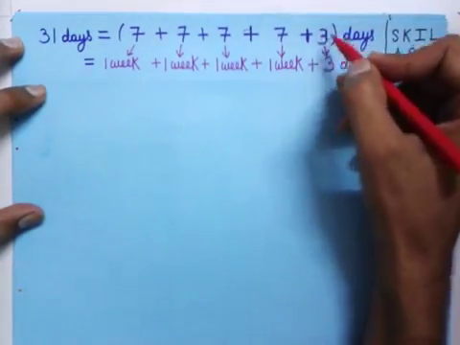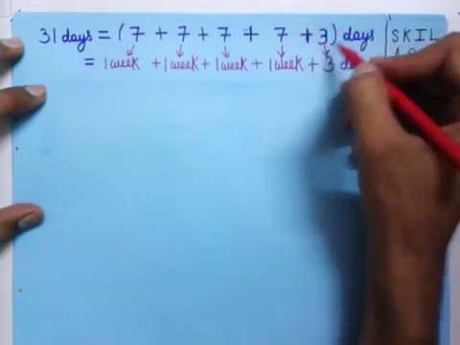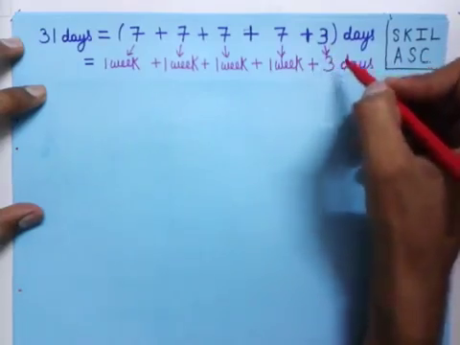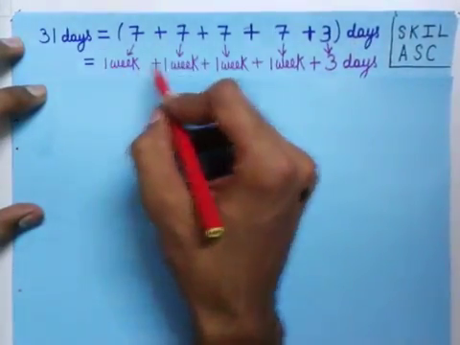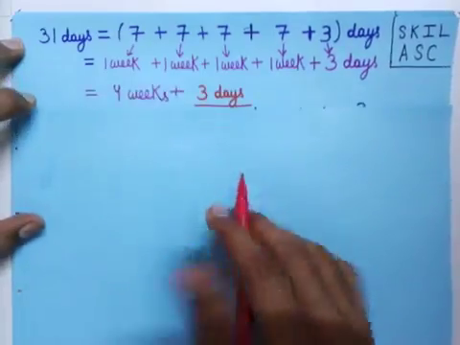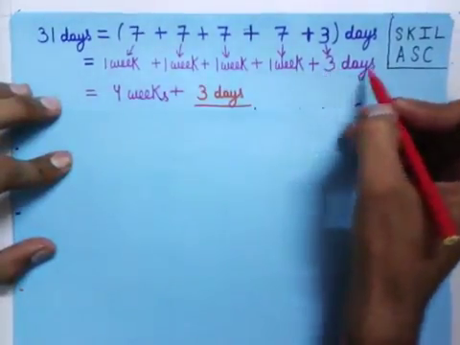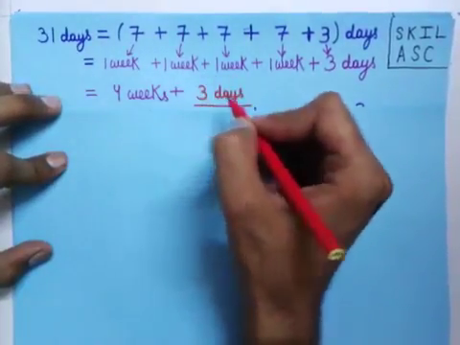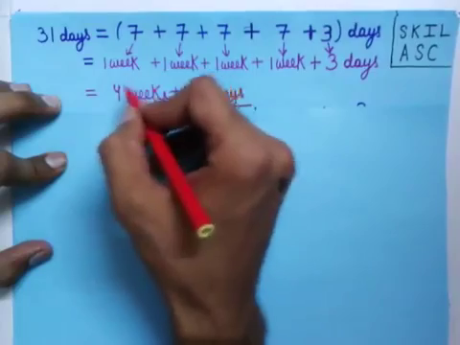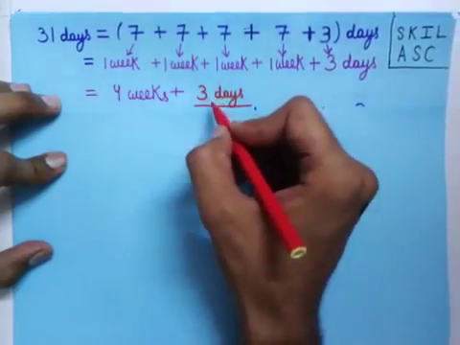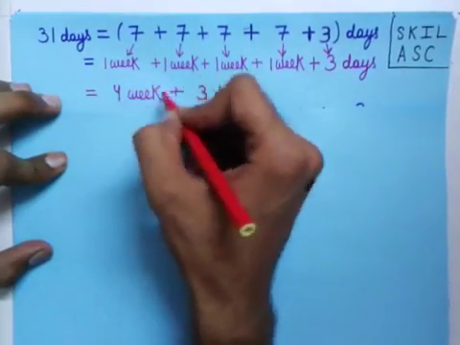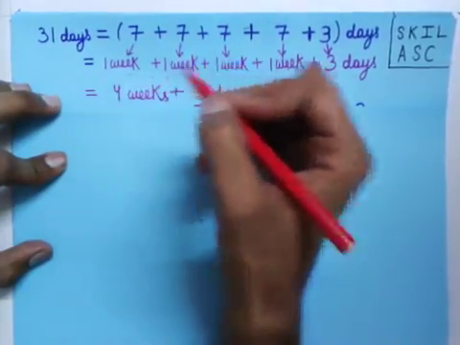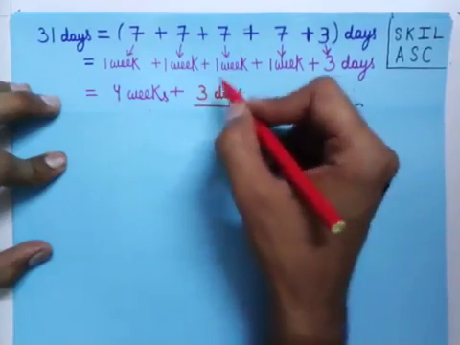Now here we see 3 days. These 3 days are not enough to make a week. So we write these 3 days as it is. Now we have a total of 1, 2, 3, 4 weeks. So we have 4 weeks and 3 days. We can see that these 3 days are left out of these weeks. Or we can say these 3 days are extra, which are out of these weeks. These 3 days are not included in these weeks. So these 3 days are called odd days.